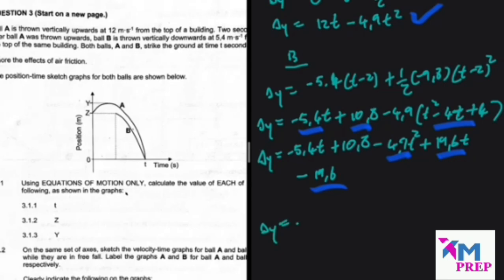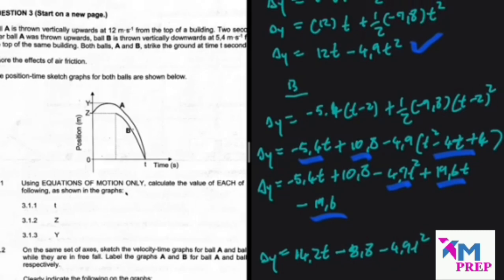So, delta y, let's add the like terms. Minus 5.4 plus 19.6, right? That gives me 14.2, so we have 14.2t. And then 10.8 minus 19.6 minus 8.8, so minus 8.8, and then minus 4.9t squared. It does not have a like term, so minus 4.9t squared.